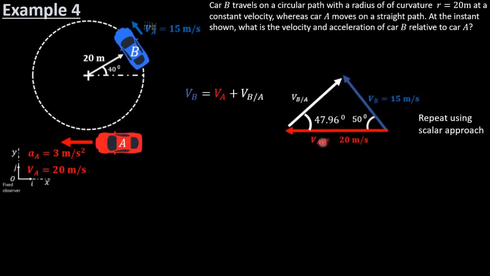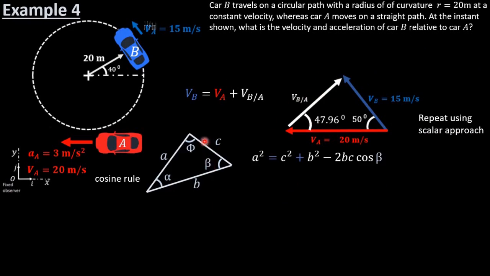So now we're going to repeat this using the scalar approach. When we use the scalar approach, we don't have to worry about the direction, so we're just going to use the magnitude of velocities to calculate the relative velocity. Okay, so we're going to use the cosine rule for that.